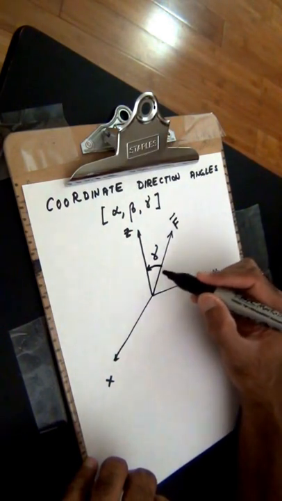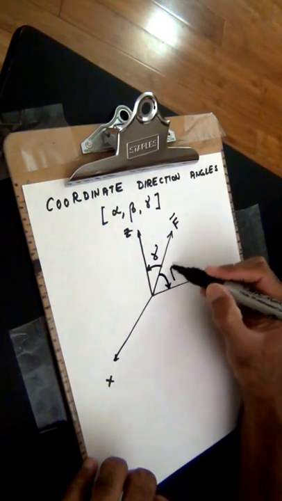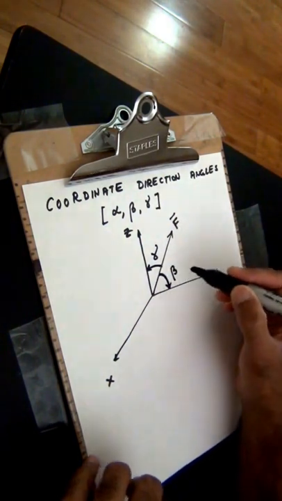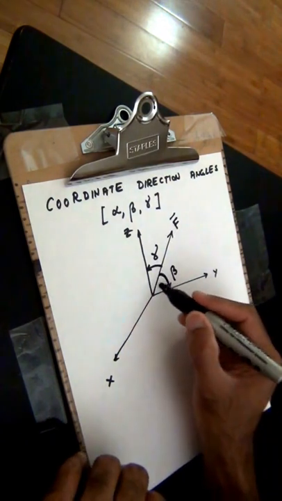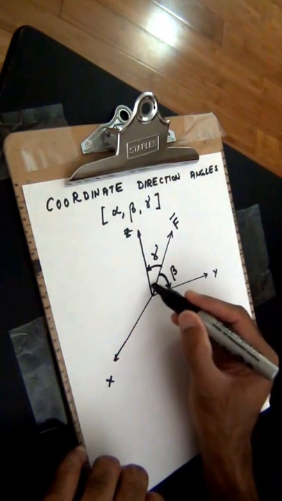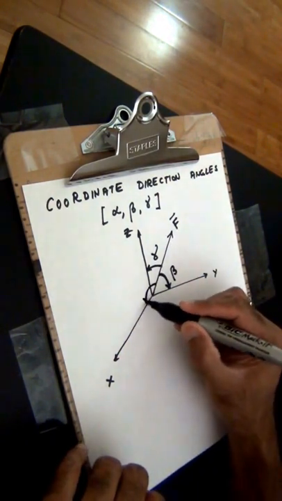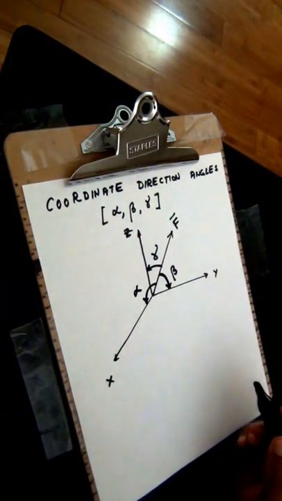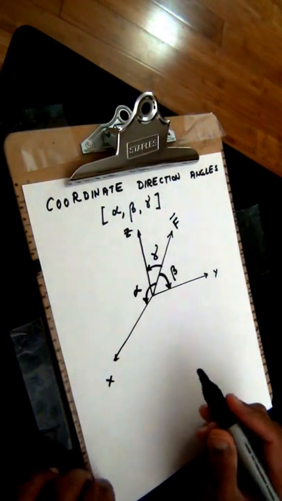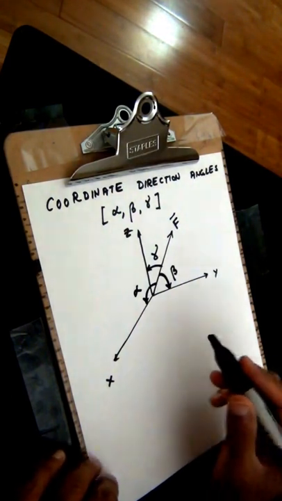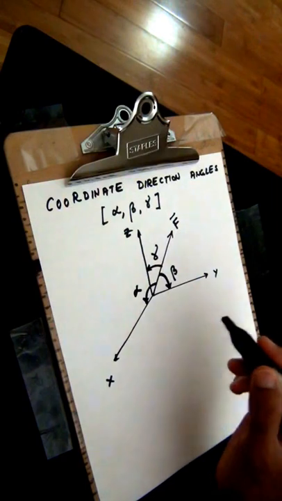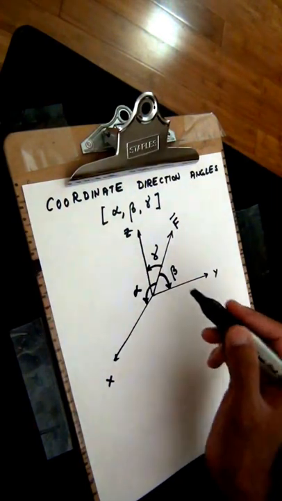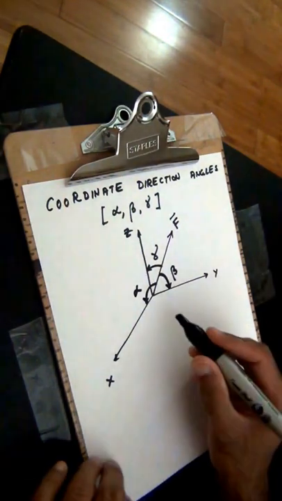Then I have another coordinate direction angle, which is the angle beta. This is the angle made by the tail of the force vector F with the positive y direction. And then of course I also have the angle made by the tail of the force with the positive x-axis, and this is the angle alpha. And we have further seen in class that we can write the components of the force vector F along the x, y and z directions in terms of the angles alpha, beta and gamma.